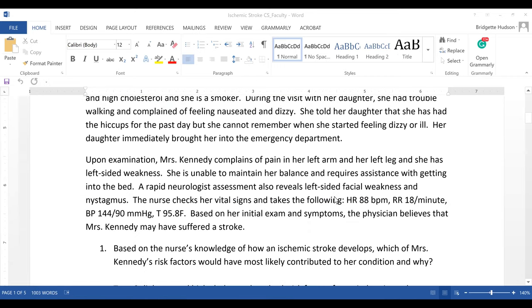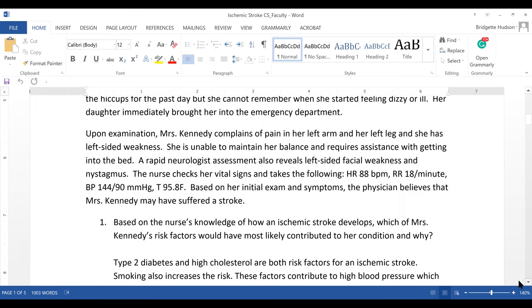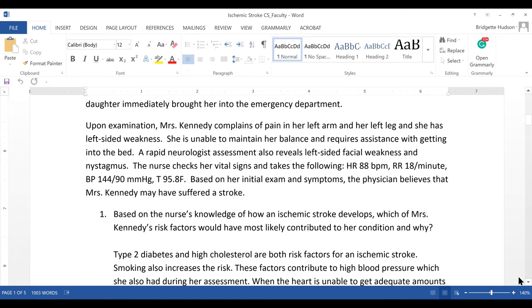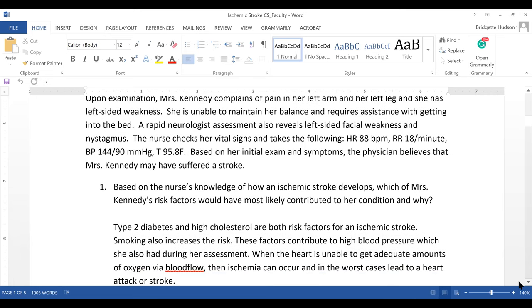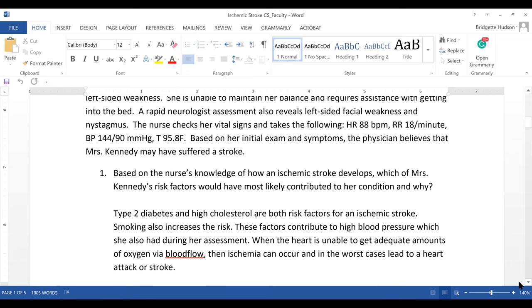So let's look at here. Minimize this here so I know what I'm clicking. Thank you very much. So the type 2 diabetes and high cholesterol are both risk factors. Smoking increases the risk. These risk factors contribute to high blood pressure, which she also had during her assessment. So age should be a part of that, but there are some people that are older that have not had a stroke. So I think they're looking more at her lifestyle options and past medical history, but age doesn't rule that out.